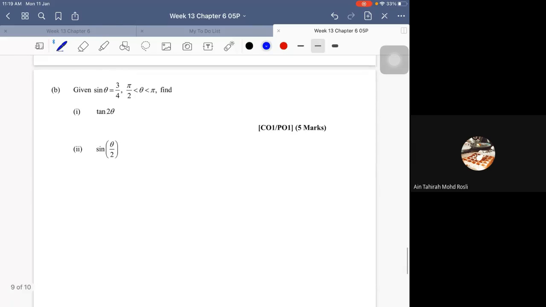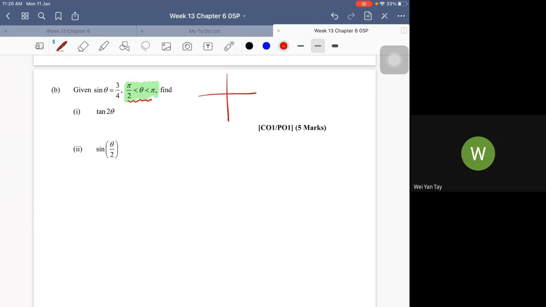Okay, that's it. And yang ni I nak tunjuk. Okay, so over here, this is a very simple problem. Dia kata given sin theta adalah sama dengan 3/4. Okay, and theta ni dia ada spesifik kedudukan dia. Theta ni dia adalah nilai di antara pi/2 dengan pi. So based on knowing this information, kita kena cari tangent 2 theta dengan sin pi/2. So if the theta value adalah antara pi/2 dengan pi, so dia dalam kuadran yang mana satu? So which quadrant is this theta in? Second quadrant. Second quadrant, that's right.